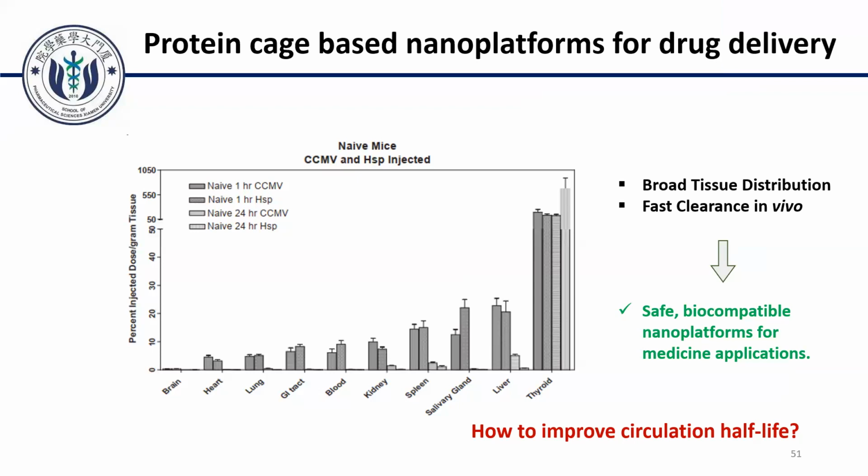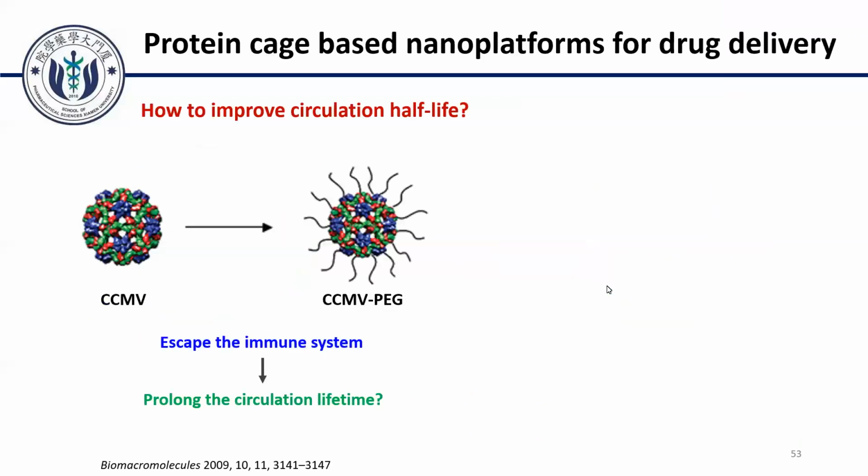We cannot see it, it's a good result actually. We would like to have a longer circulation half-life. So that's also one of the reasons it's good to have surface modification with PEG to increase the circulation lifetime.